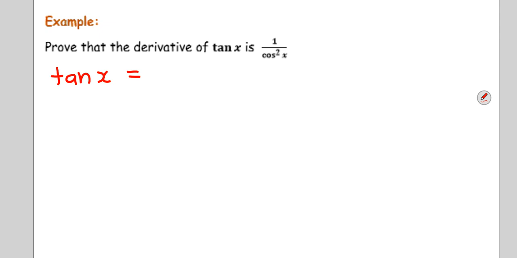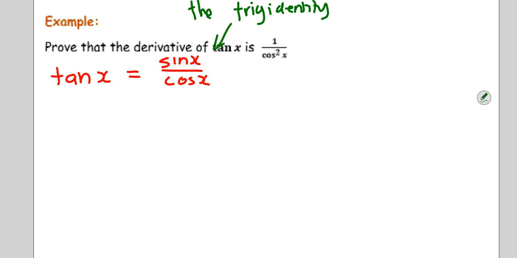So tan x equals what, according to the trigonometric identity? That's the derivative of tan x, so we're going to prove why. Do you remember the trig identity? Yeah. So that's the trig identity.